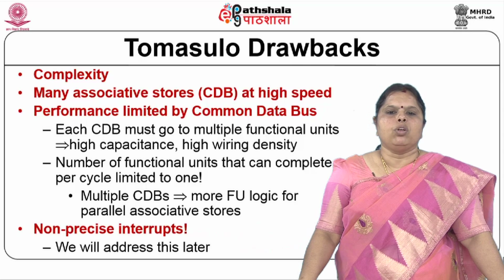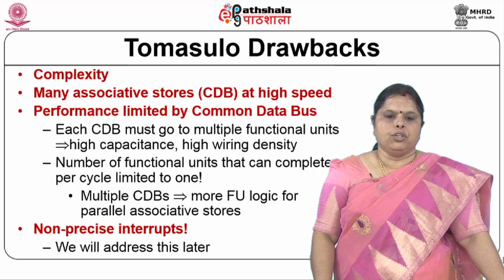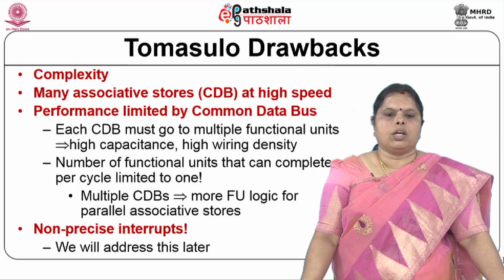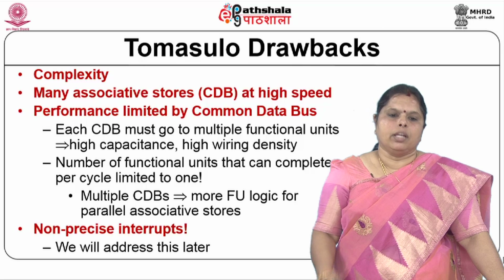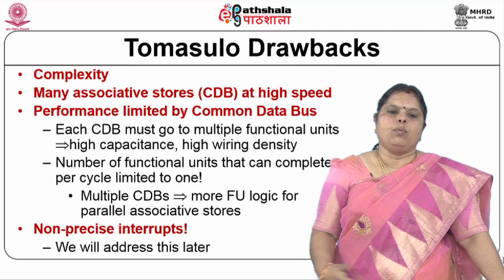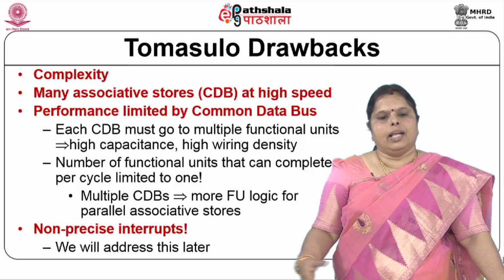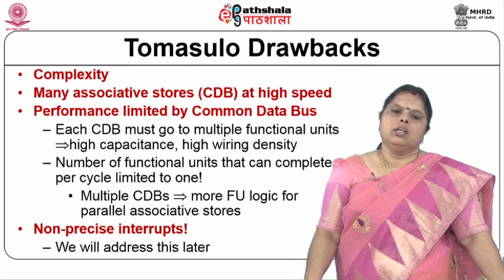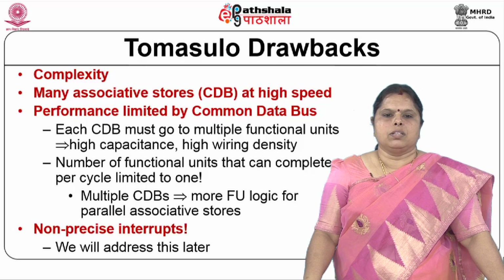Tomasulo's approach, and of course, your non-precise interrupts, because we are strictly looking at an in-order issue, but instructions go into out-of-order execution and instructions also finish out of order. We already have the problem of non-precise interrupts, because with floating point instructions, even with in-order execution, they will finish out of order. Now, things are worse because we are going in for an out-of-order execution depending upon the availability of operands, and they will definitely result in an out-of-order completion, which will give rise to non-precise interrupts. We will handle that in the subsequent sessions.